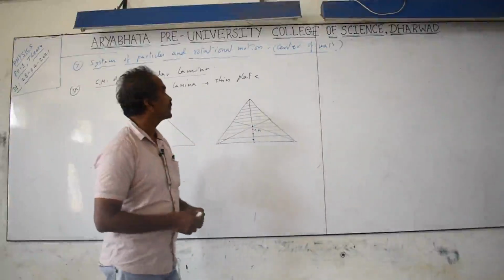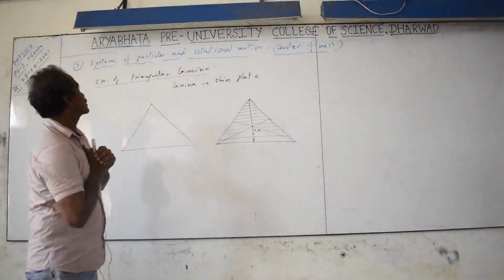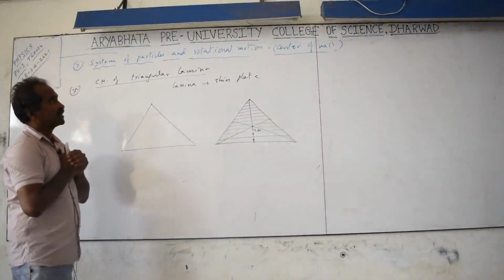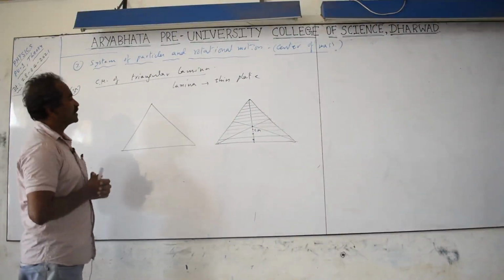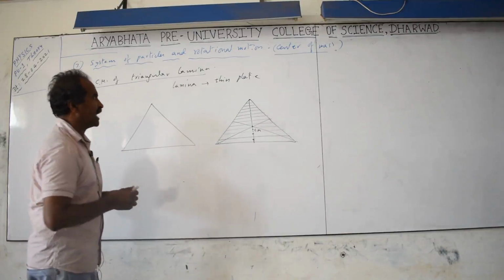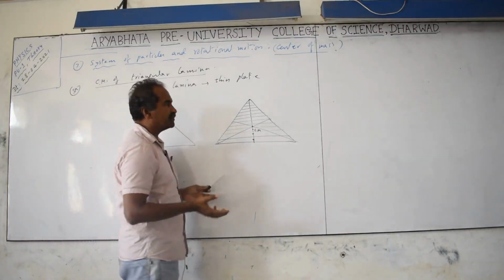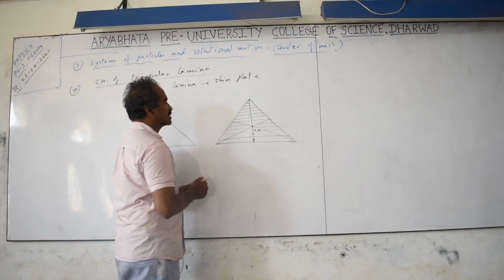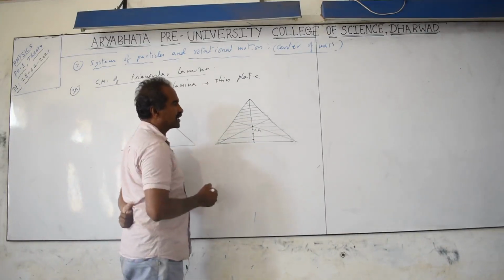Good morning, students. Continuation of the center of mass, the seventh topic, system of particles and rotational motion. In this we are going to discuss how to find the center of mass of the triangular lamina. Lamina means thin plates made of any material. How to find the center of mass of this regular shape? Irregular shapes we are not taking.